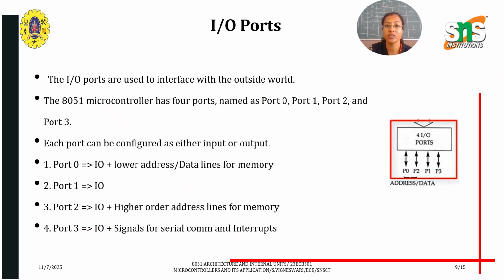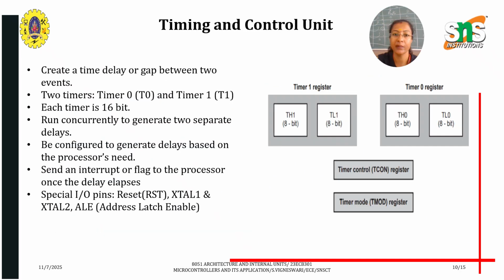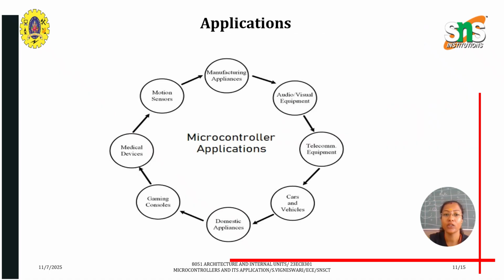Input and output ports are used for interfacing with external peripheral devices, and the timing and control circuit is used for providing the necessary time delays for the circuit. And the microcontroller is utilized for manufacturing of appliances, embedded systems, telecommunication equipment, and also mechanical devices, motion sensors, and is used everywhere.